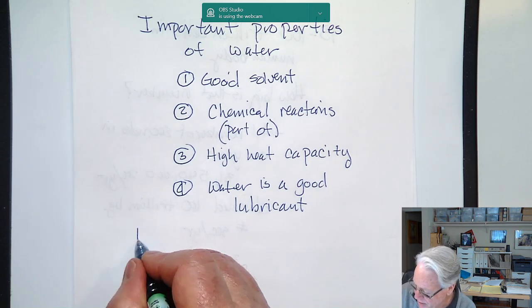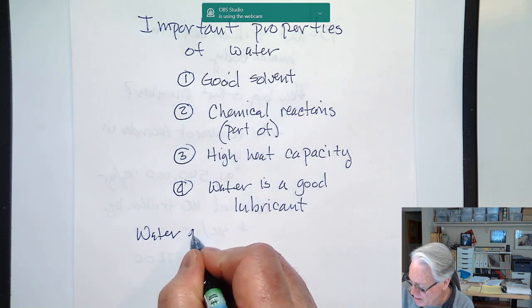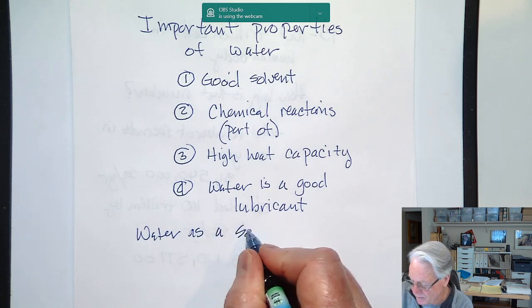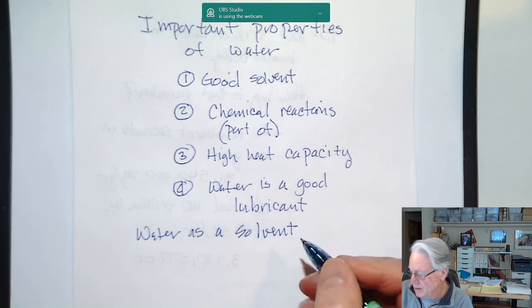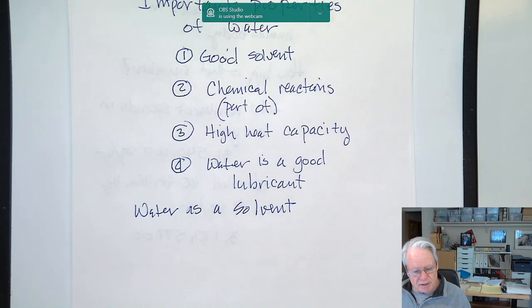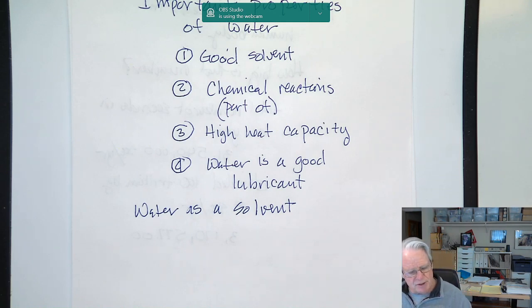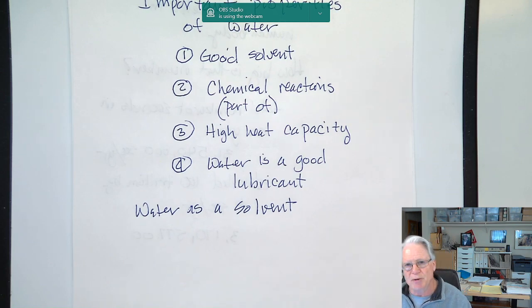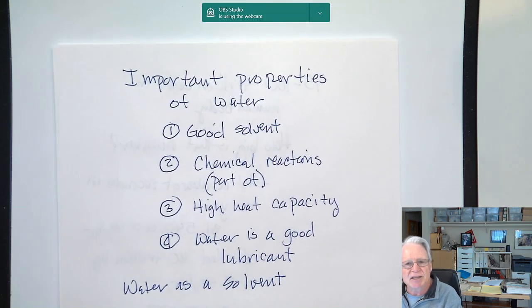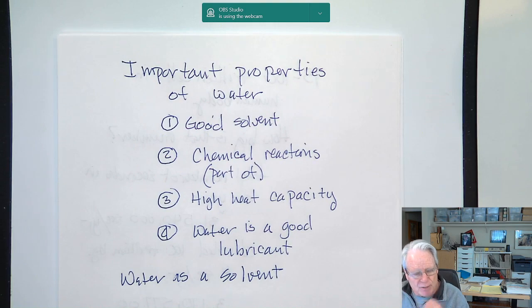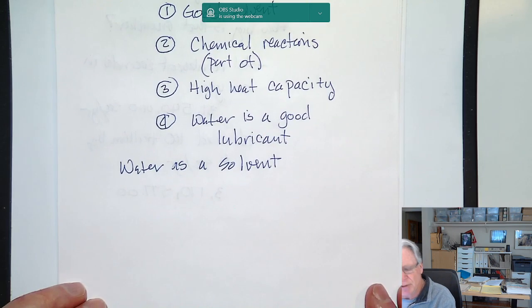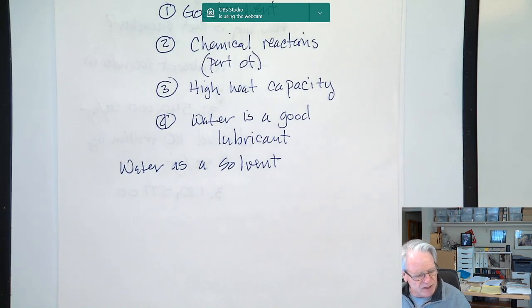So we'll start that. Water as a solvent. And at this point, what we really need to do is look at how the water molecule is put together, because we are not really going to understand most of these important properties that we've listed here unless we understand how the molecule is put together and what that means for the behavior of that molecule. So we're going to look at some overhead slides and just see how water is put together.